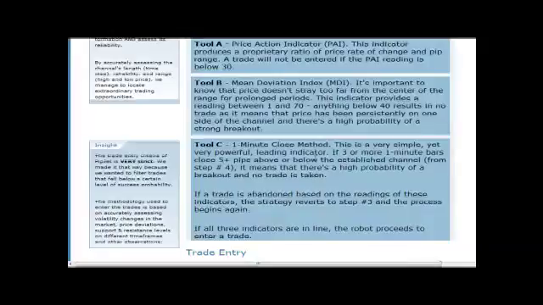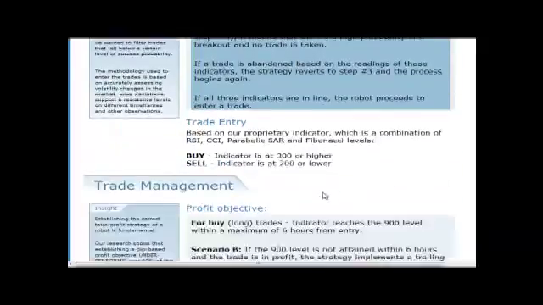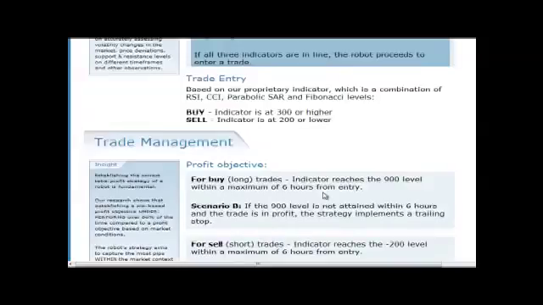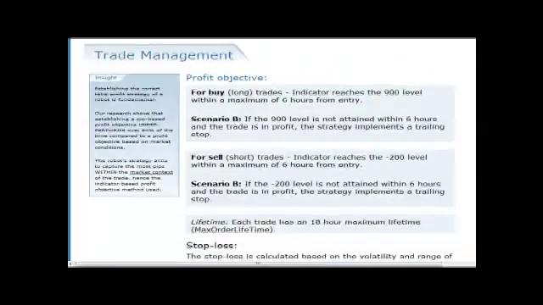The trade entry is based on a proprietary indicator, which is a combination of RSI, CCI, parabolic SAR, and Fibonacci levels. A buy is triggered when the indicator is at 300 or higher, and a sell is triggered when the indicator is at 200 or lower. And let's go ahead and go on to trade management.